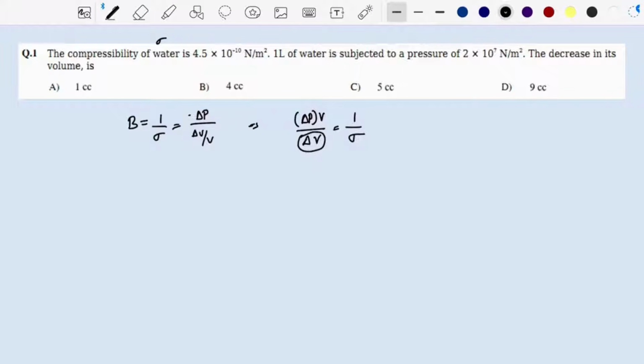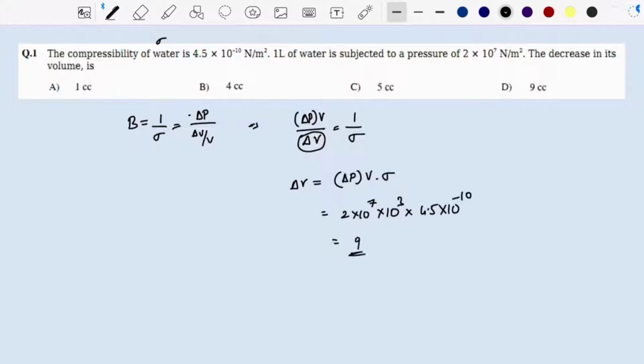Delta V will be equal to delta P into V into sigma. So you just multiply the whole thing. The excess pressure is 2 into 10 power 7. Initial volume is 1000 cc. 1 liter is 1000 cc and compressibility is 4.5 into 10 power minus 10. This ends up becoming 9, which is the right answer.